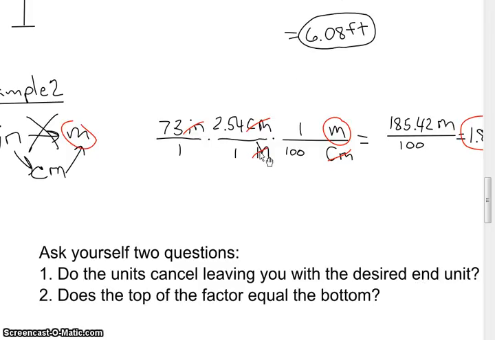Did I cancel out the units I didn't want? Inches, yes. Centimeters, yes. Leaving me with the desired units. So as long as I can say yes to this, so far I'm on the right track. The next question is, does the top of the factor equal the bottom? The factors are these things here. So I want to make sure: does 1 meter really equal 100 centimeters? Yes, that's true. Does 2.54 centimeters really equal 1 inch? Yes, that's true. So as long as I can say yes to both of these questions, I can say that I've successfully converted from one unit into another.